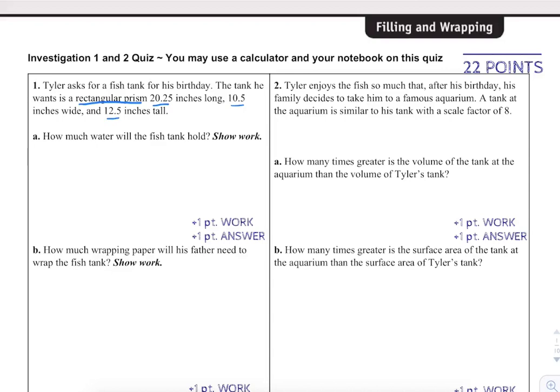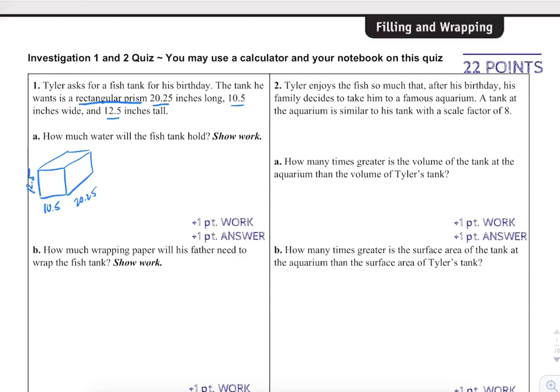Now, it doesn't matter which one's the length, width, and height because a rectangular prism can be rotated, turned on its side, etc., and they'll all be the same. So it would look something like this. You don't have to draw it, but I'm just drawing it so you have an idea of what everything is. This would be 20.25. This would be 10.5, and up and down would be 12.5.